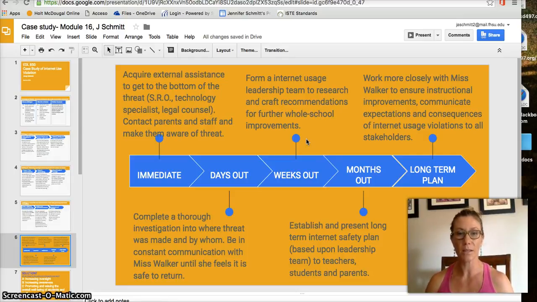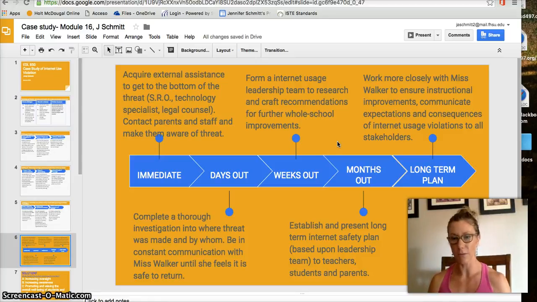Weeks out, I would form an internet usage leadership team to research. That might be within the structure of the existing leadership team, or it might be an additional one, depending on how leadership is distributed at the high school. But they would be in charge of researching and crafting recommendations for further school-wide improvements. From weeks out to months out, that team would establish and present a long-term internet safety plan, which is obviously something that needs to happen at the high school. And that presentation would involve many stakeholders, including teachers, students, and parents.